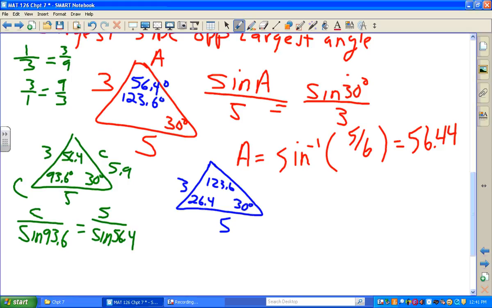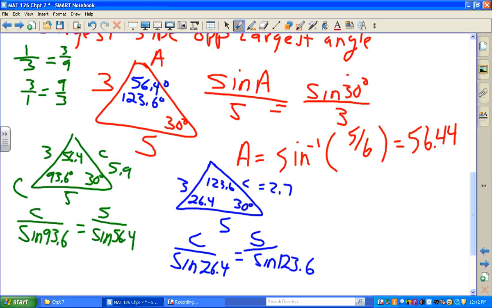Sure. What is this going to be then? Yeah, it's going to be less than 3, because 30 is bigger than this, so now it's going to be the small side. Over here is the biggest side. I know, this is great. So we got, I'll call it C again, how's that? C over the sine of 26.4 equals 5 over the sine of 123.6. What is it? 2.7. What is the deal?